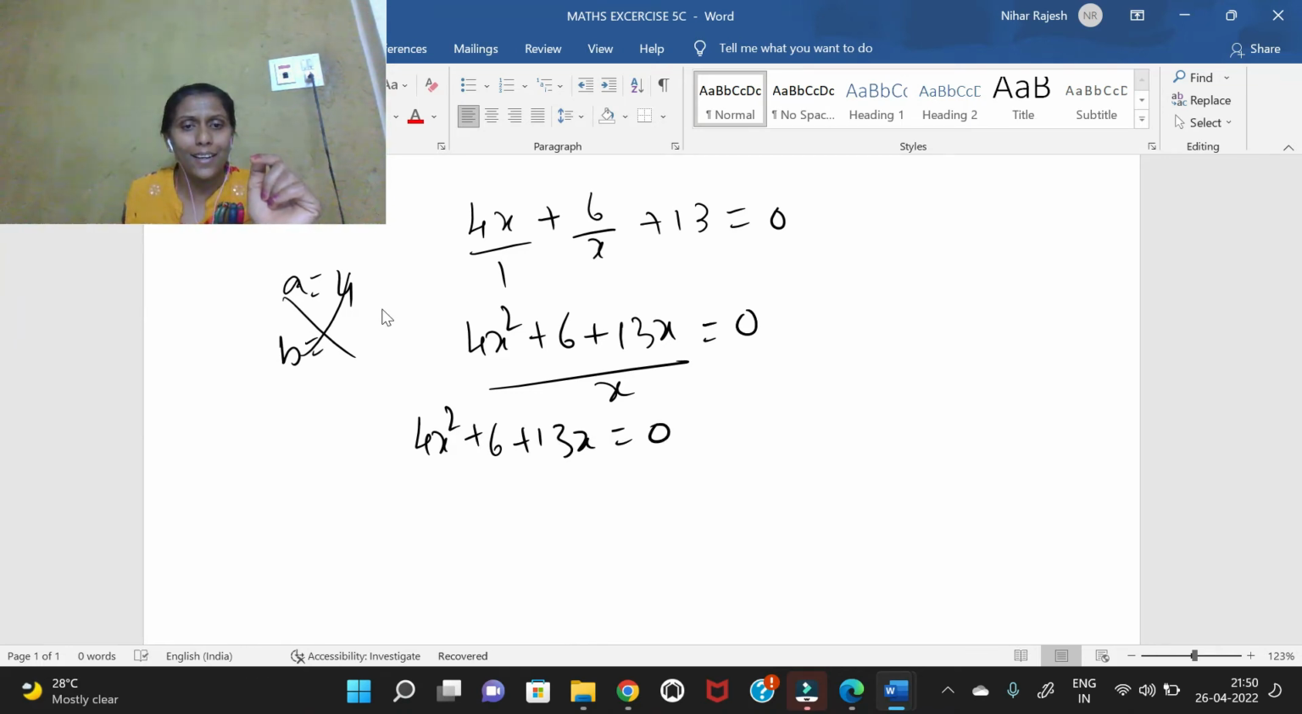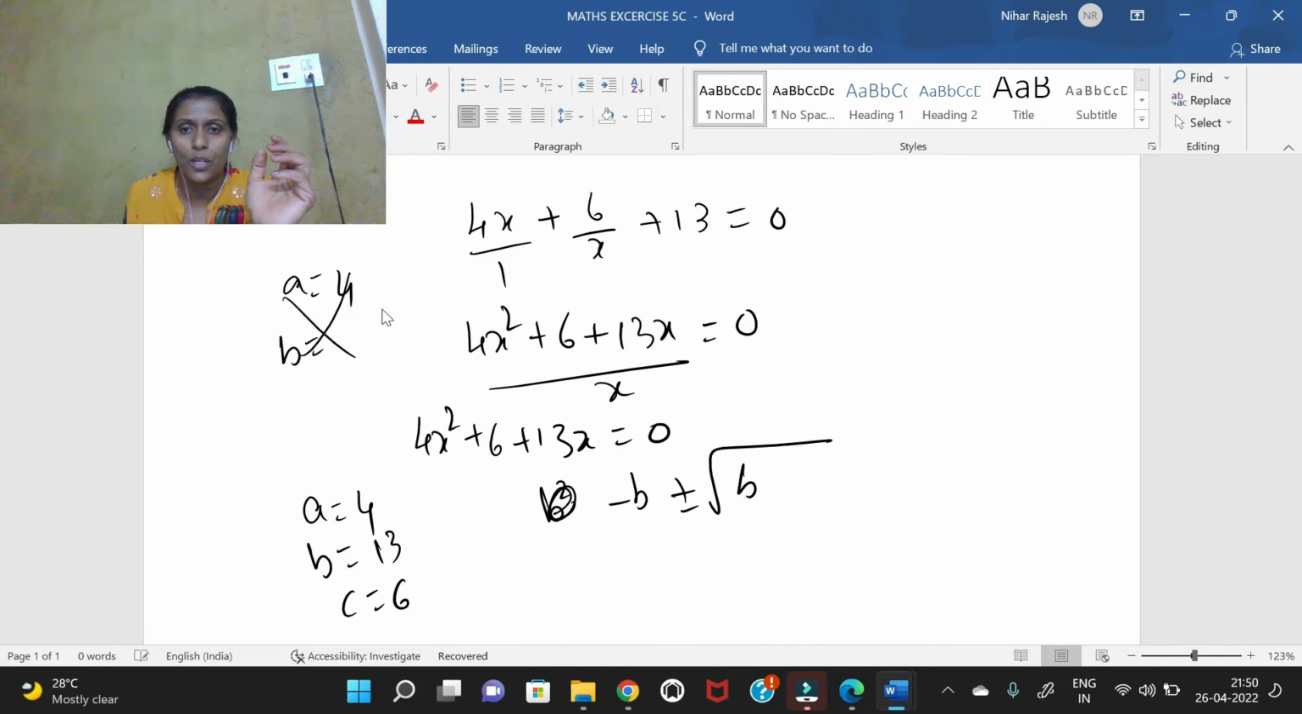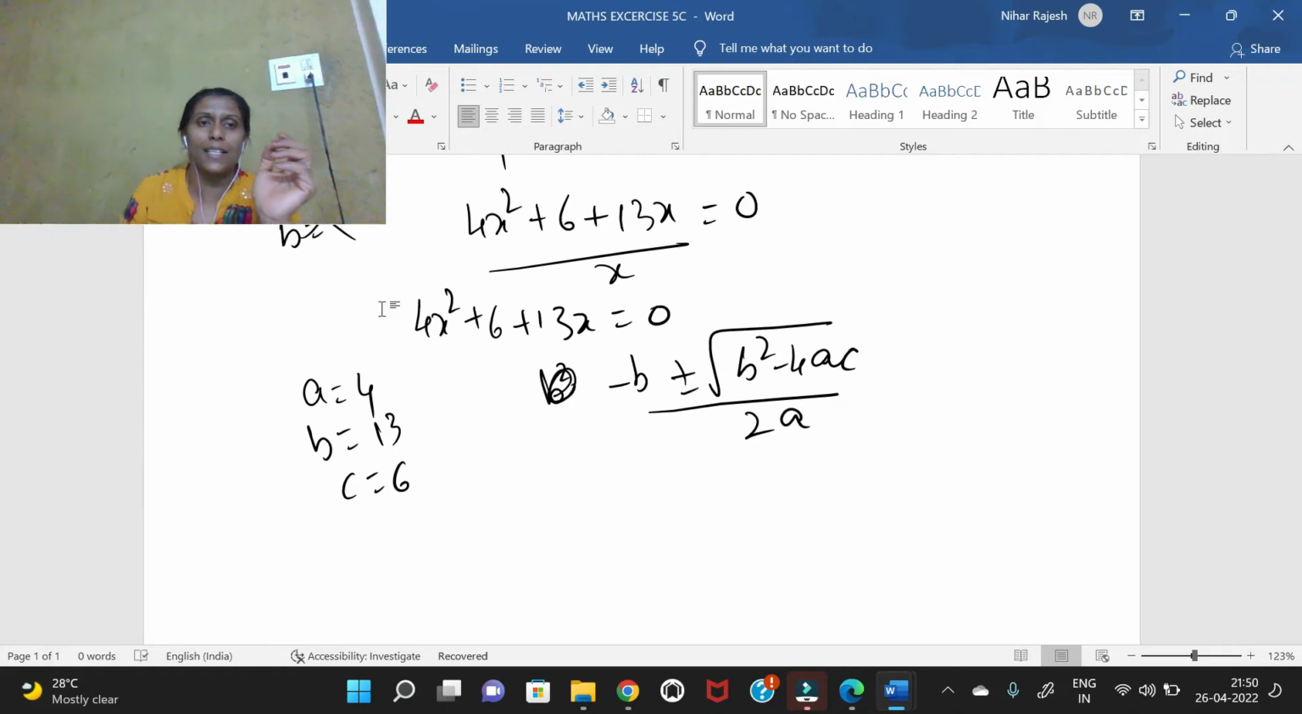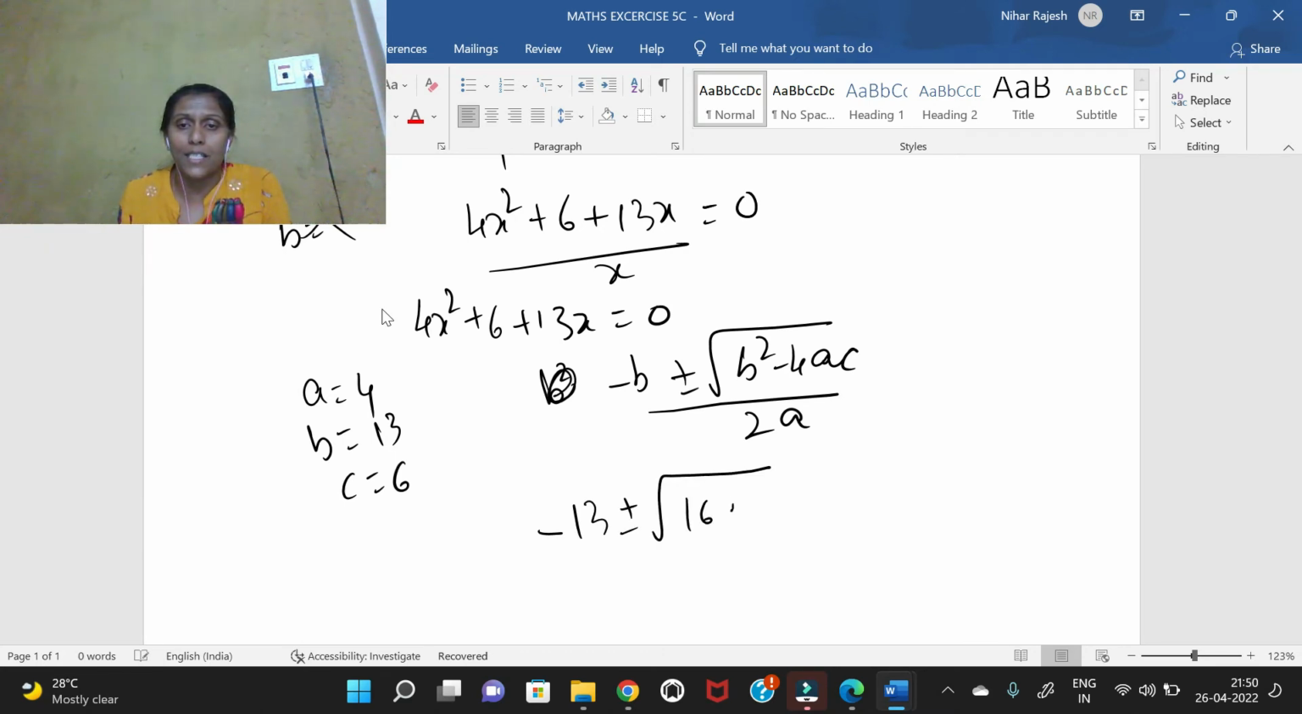And next, here comes your ABC part. A is 4 and B is 13 and then C is 6. Apply the formula directly now. Don't wait for anything. Minus B plus or minus square root of B square minus 4AC, divided by 2A. In case I am writing a little shabby, don't mind. But when you are copying, please make sure you copy everything nice, neat and correct. So minus B is minus 13 plus or minus B square is 13 square which is 169, minus 4 into C is 13, divided by 2 into 4.